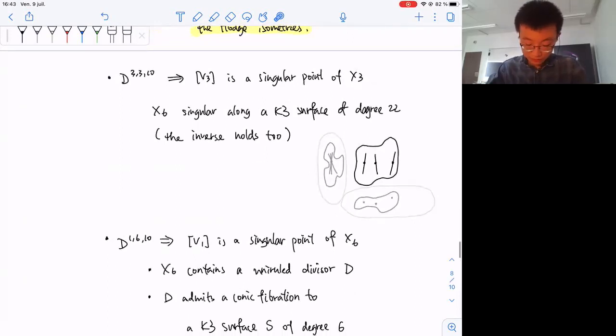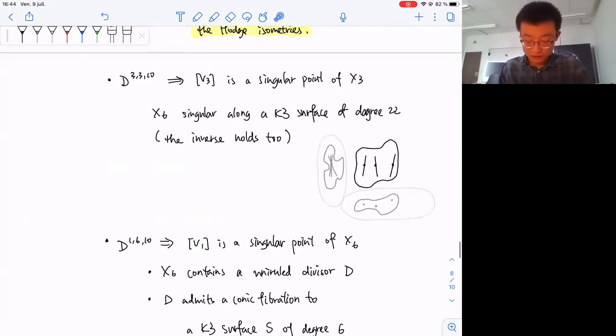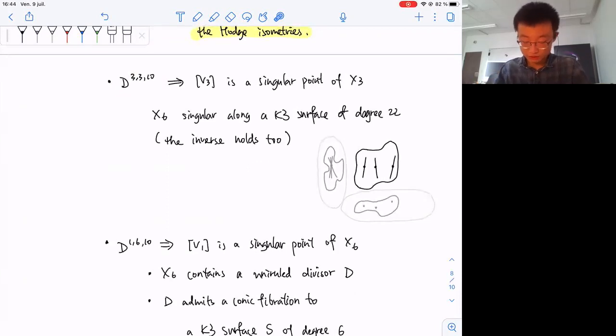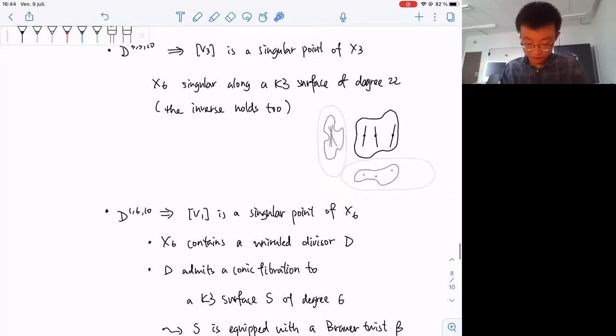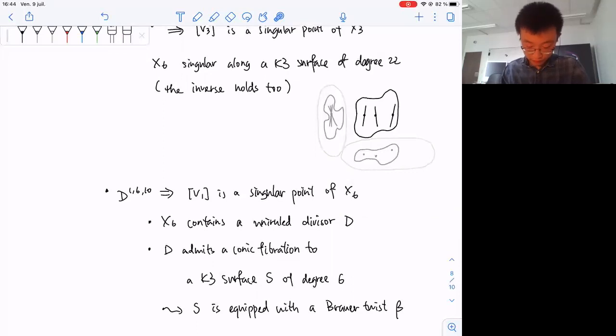What's perhaps interesting is that in these 2 cases, some K3 surfaces appear. For example, in this case, there's a K3 surface of degree 22 that appears, and the hyperkähler is actually singular along this K3 surface. In the second case here, the hyperkähler X6 contains a uniruled divisor D, and this divisor is uniruled over a K3 surface of degree 6. This conic fibration gives a Brauer twist on the K3 surface.